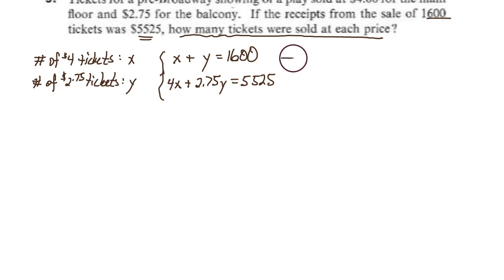I'm going to choose combination method and eliminate the x terms. Because this is positive 4x, I would like this to be negative 4x. So let's multiply the first equation by negative 4. Negative 4x minus 4y equals negative 6,400. And keep the second equation the same.